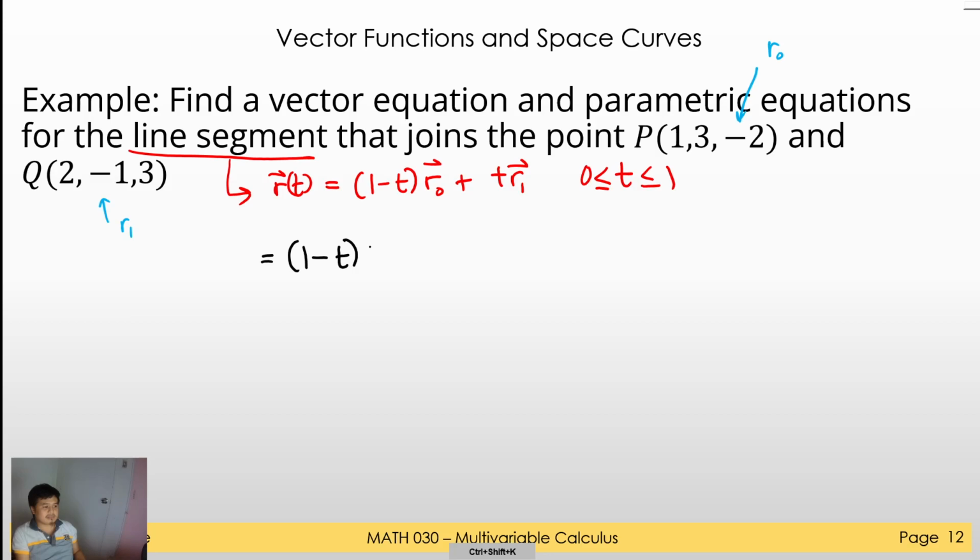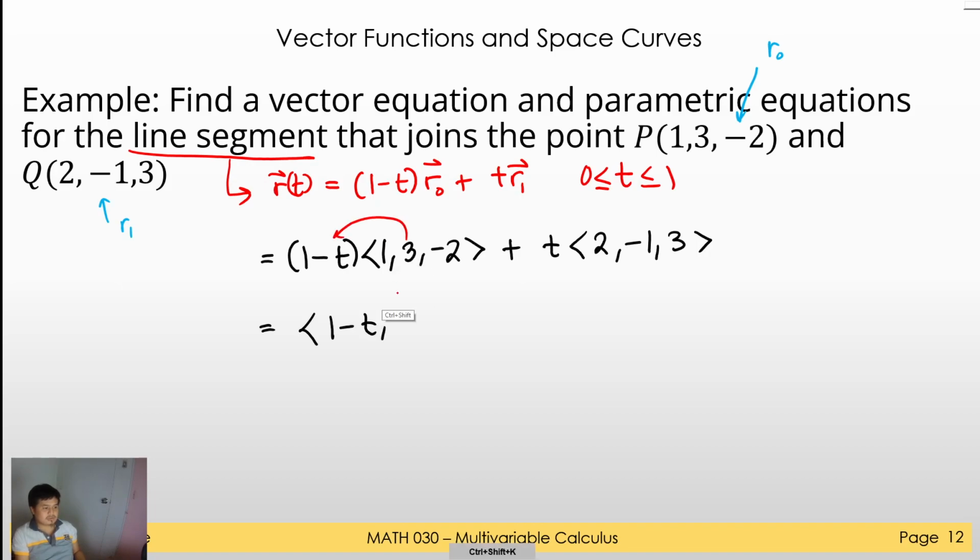So this is transformed only as a vector. Then we have r sub 0 is just 1, 3, and negative 2. And then plus, we have t times the vector r1, which is 2, negative 1, and 3. So distribute now. We have 1 times this, so we have here 1 minus t. Distribute this to this, we have 3 minus 3t. And then distribute as well the last element of the vector, then we have negative 2 plus 2t. And then plus, we have here 2t minus t, and then 3t.